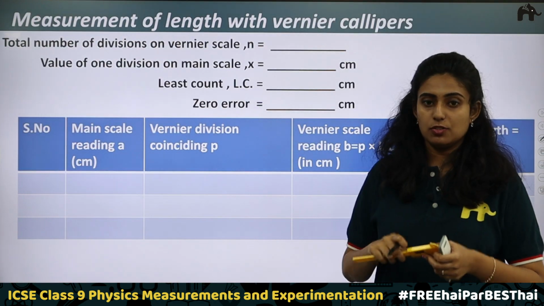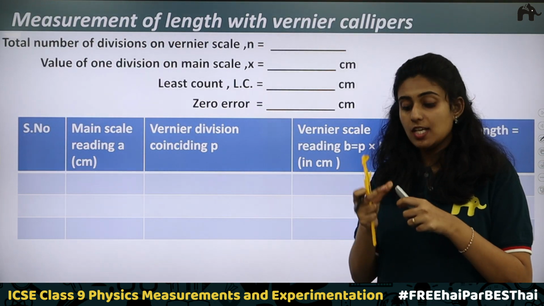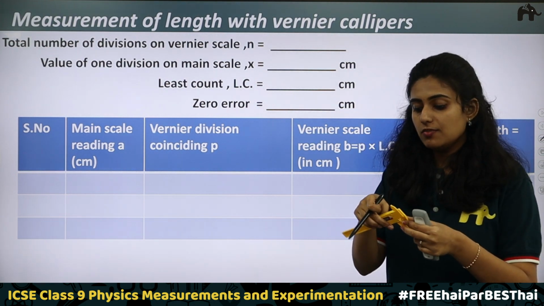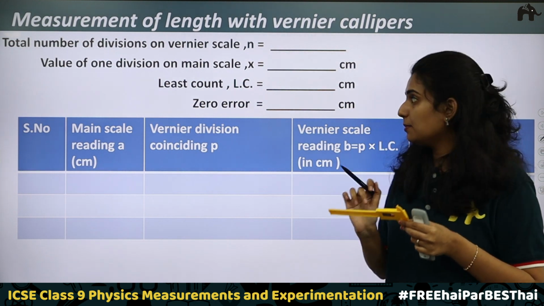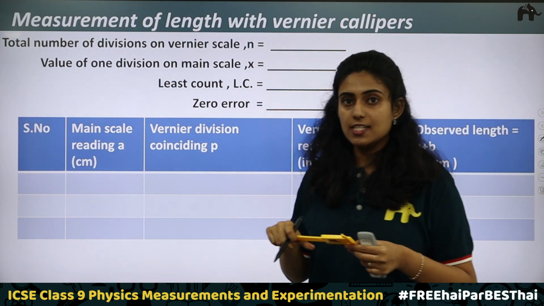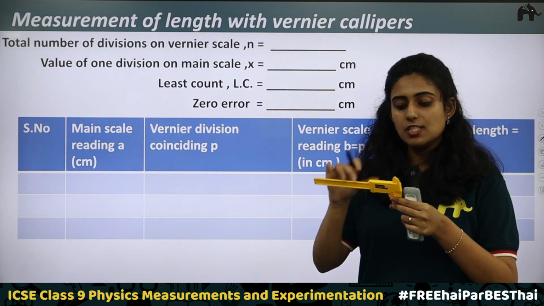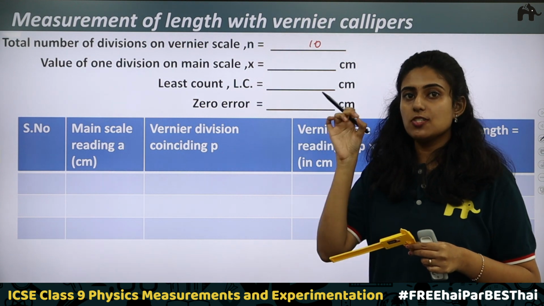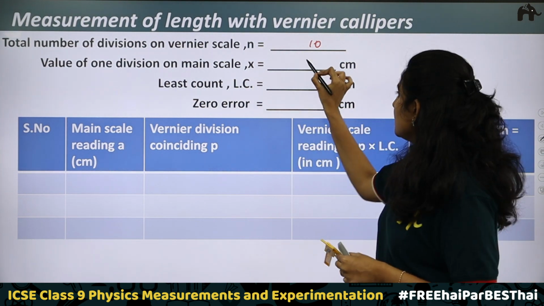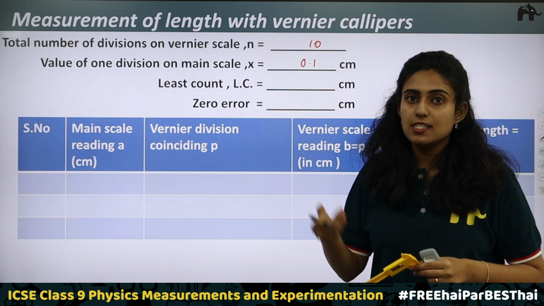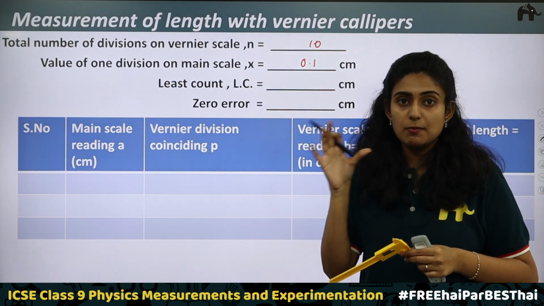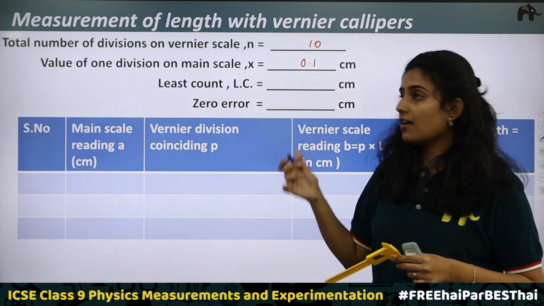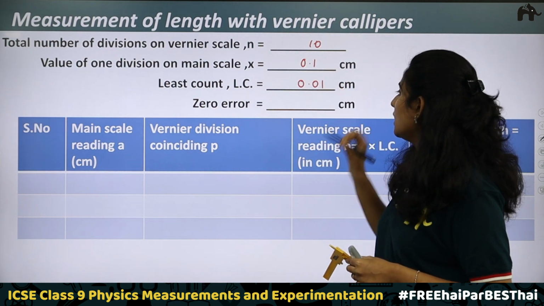Length with vernier calipers. Here we are going to measure the breadth of this AC remote using vernier calipers. Before that, we first need to collect some data regarding these vernier calipers. First, the total number of divisions on the vernier scale. Here we have 10 divisions. The value of one main scale division, the smallest value that can be measured using the main scale, is 0.1 centimeter. Least count is the value of one main scale division divided by the total number of divisions on the vernier scale. 0.1 divided by 10 gives 0.01 centimeter.